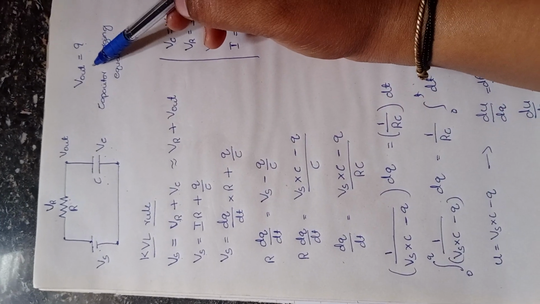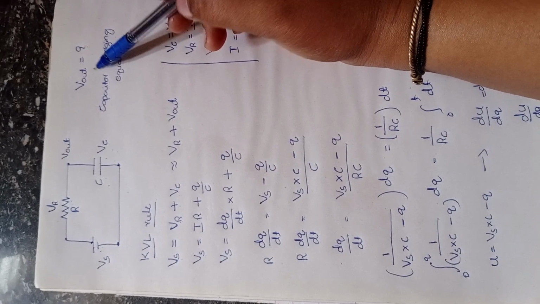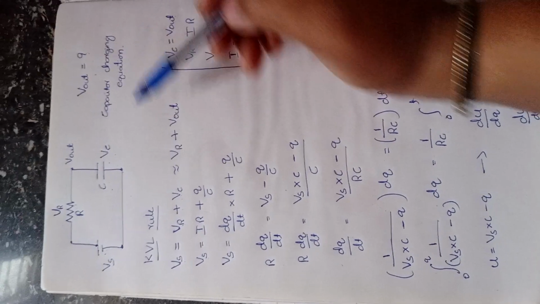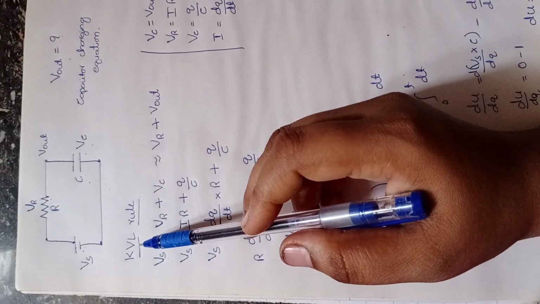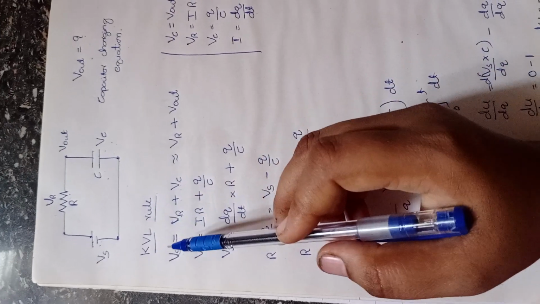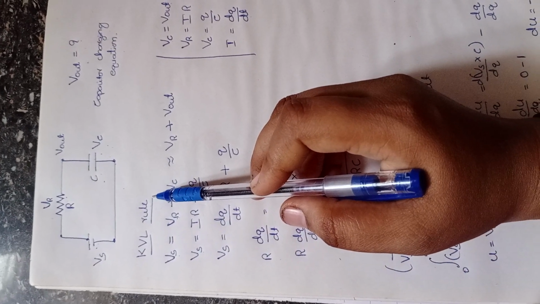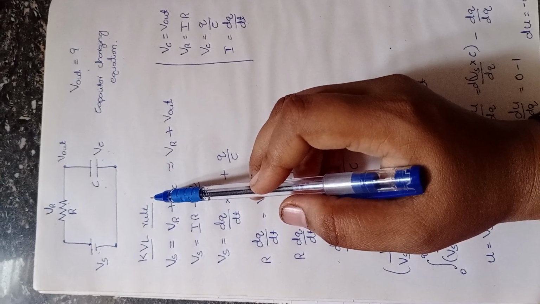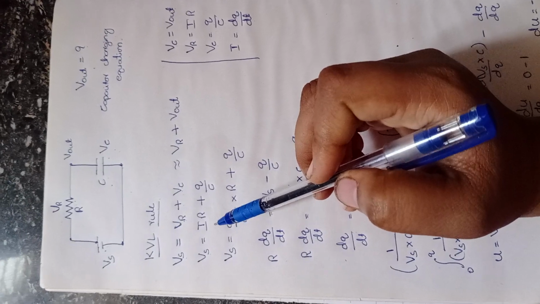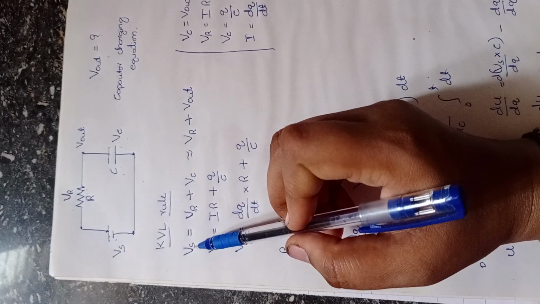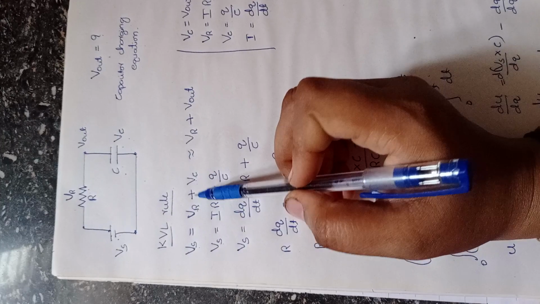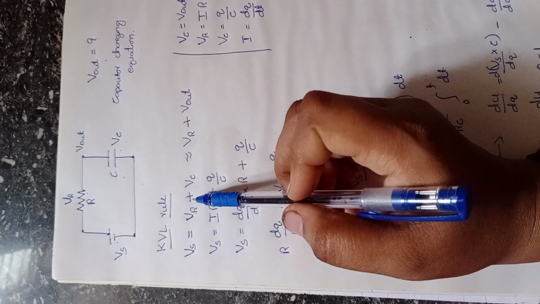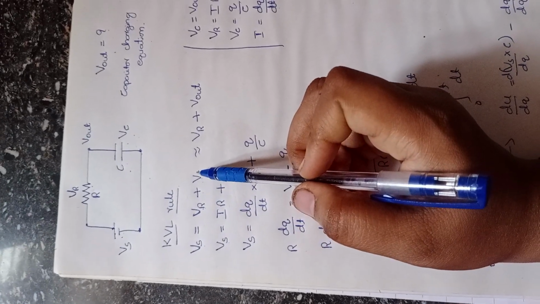So we need to calculate what is the Vout, what is the charging equation for the capacitor. For that, first I am taking the KVL rule. The KVL rule states that in a closed loop, the summation of all the voltages must be 0. So I am taking that Vs is equal to Vr plus Vc, or we can say that Vs minus Vr minus Vc should be equal to 0.